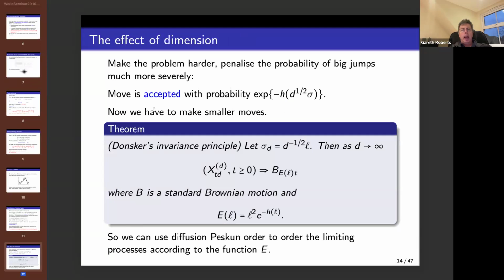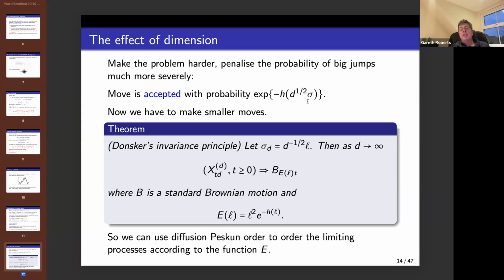Okay, and so this is realistically what happens in high dimensional MCMC problems, where if you make a big jump, you're much more likely to go somewhere where pi is very, very different from the place you've just come from. And it turns out the natural way to do this is to say that the move is accepted with a probability which is exponential. I've still got the same function h here, but I've got a d to the half in here. So this d to the half turns out to be natural in lots of situations.